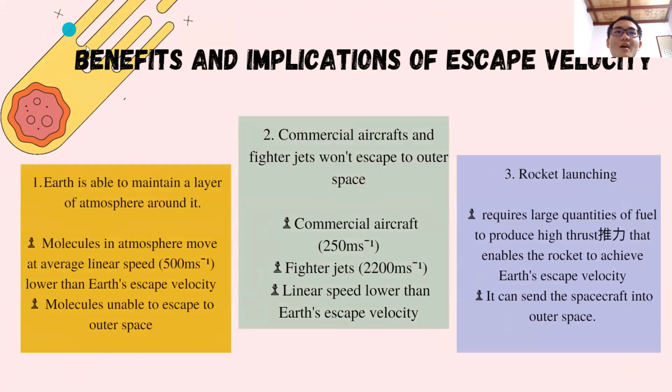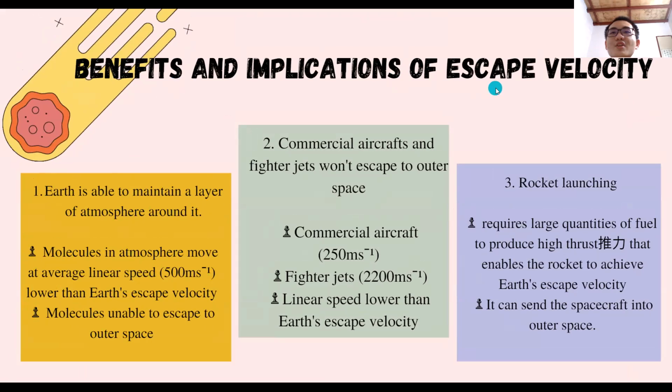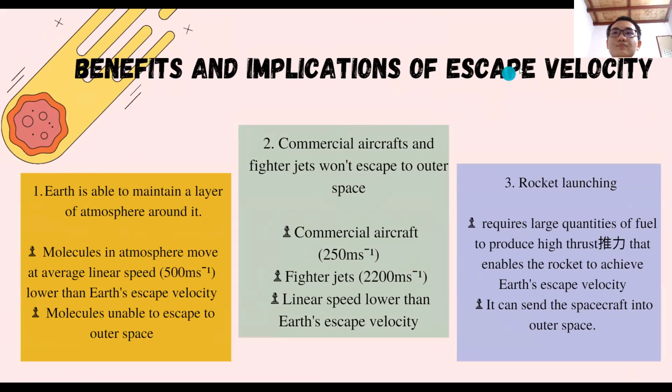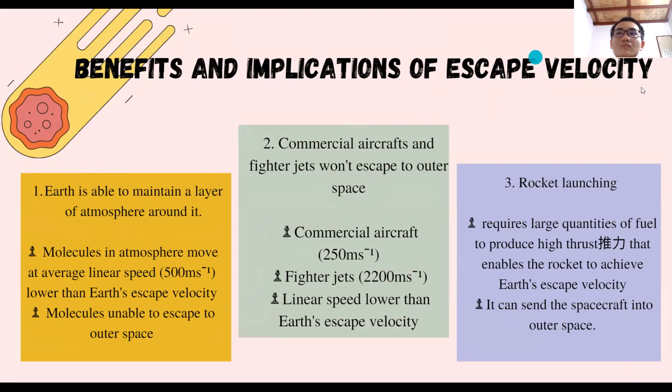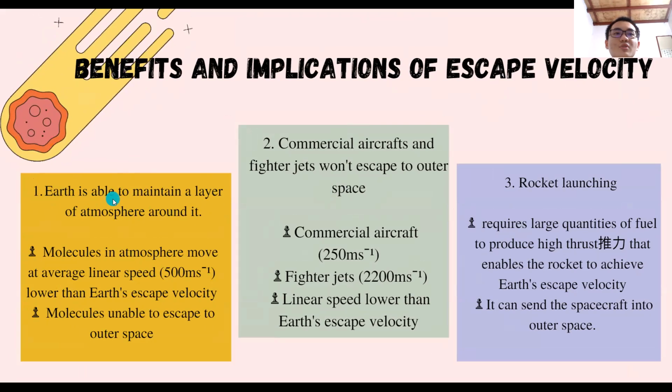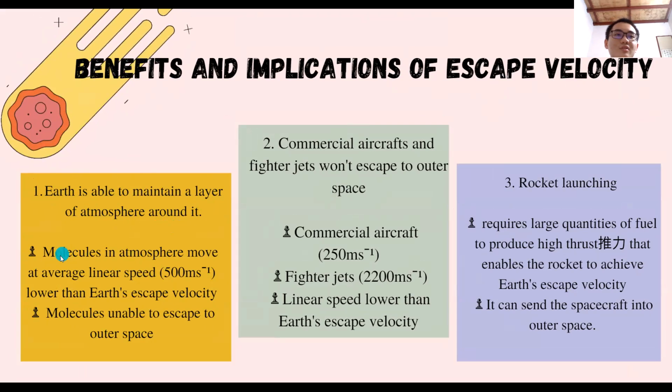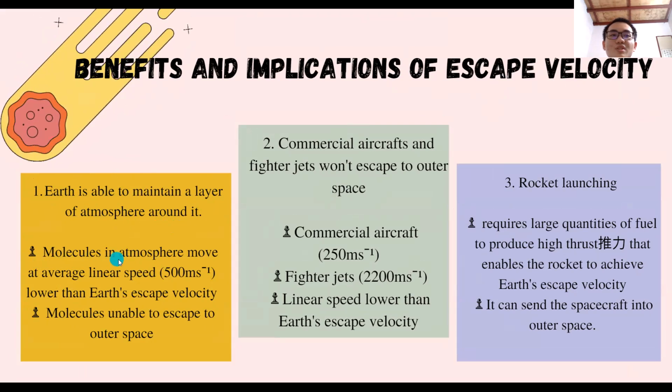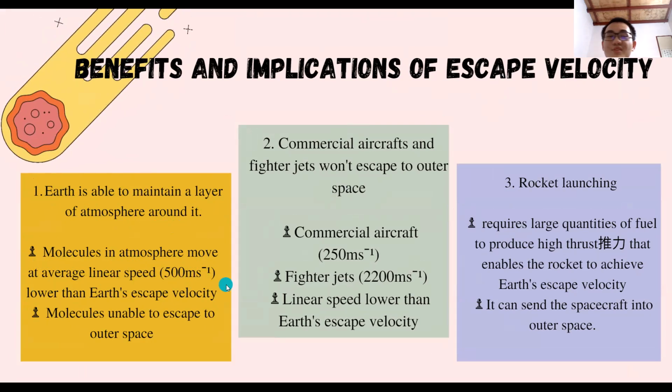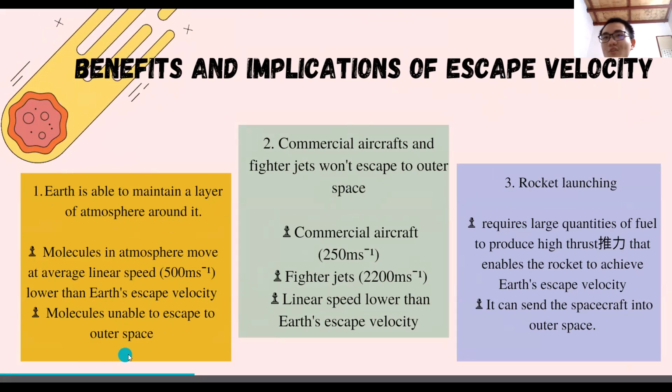Here are the benefits and implications of escape velocity. First, Earth is able to maintain a layer of atmosphere around it. Why? Because molecules in the atmosphere move at an average linear speed of 400 meters per second, lower than Earth's escape velocity, which is around 11,000 meters per second. Molecules are unable to escape to outer space.